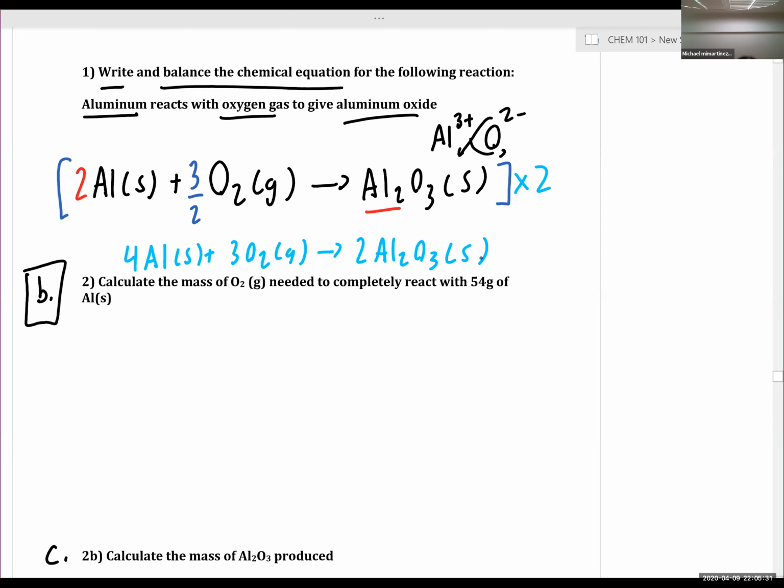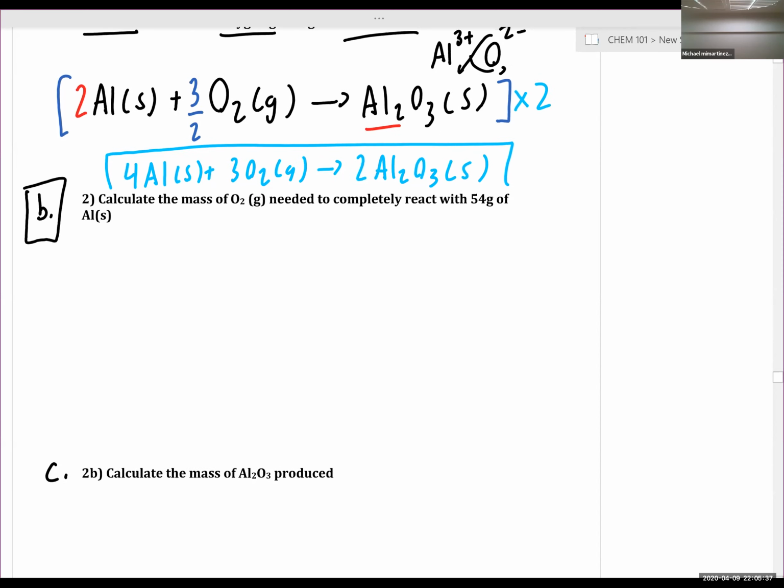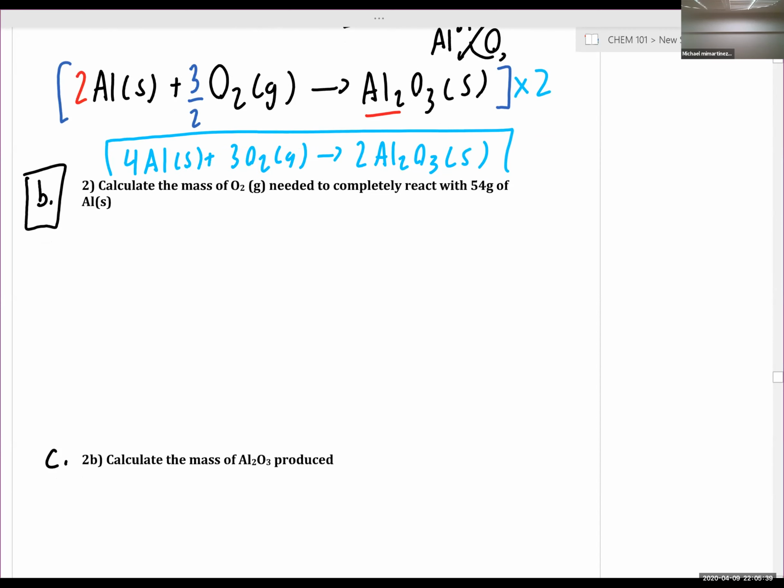Perfect. So here's our complete balanced chemical equation. Now I'd like us to take another 2 to 3 minutes and complete these mass to mass conversions. And when I'm asking to calculate the mass of aluminum oxide produced, it's related to question 2. And don't be shy to message me privately with your calculated mass of oxygen and the calculated mass of aluminum oxide.